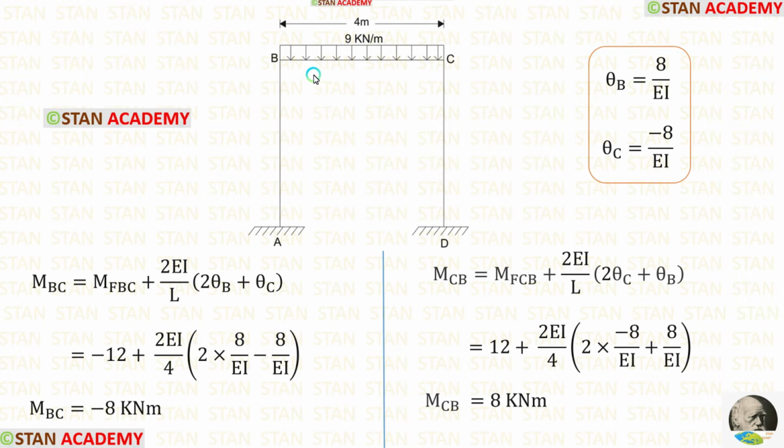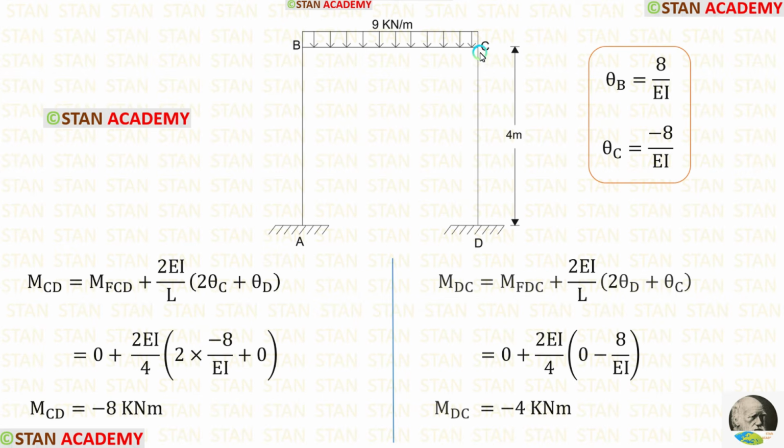Now let us make the slope deflection equations in the beam BC. In the equations, first let us apply the fixed end moments. Length of BC is 4. Let us apply that. After applying the values of theta B and theta C, we are getting MBC and MCB.